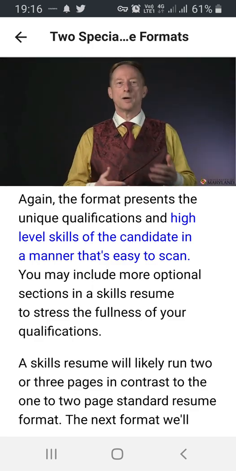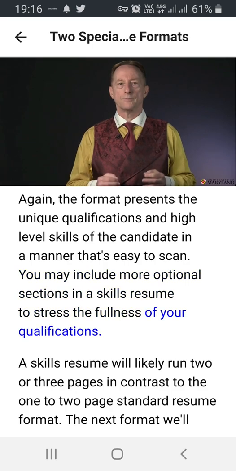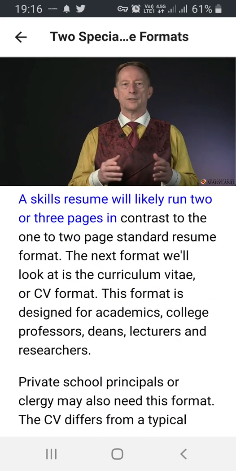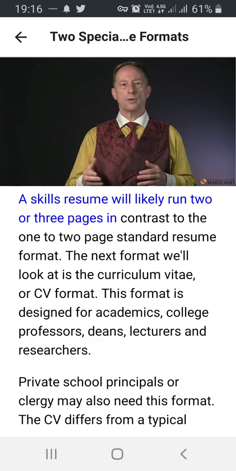You may include more optional sections in a skills resume to stress the fullness of your qualifications. A skills resume will likely run 2 or 3 pages in contrast to the 1 to 2 page standard resume format.